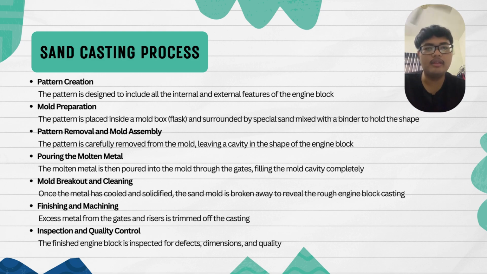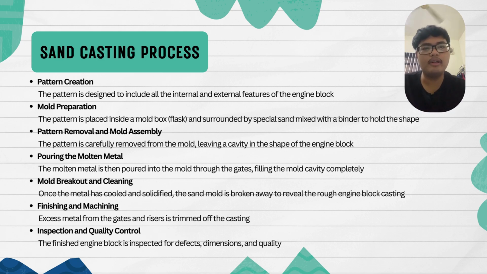Next is pattern removal and mold assembly. The pattern is carefully removed from the mold, leaving a cavity in the shape of the engine block. Next, pouring the molten metal. The molten metal is then poured into the mold through the gates, filling the mold cavity completely.